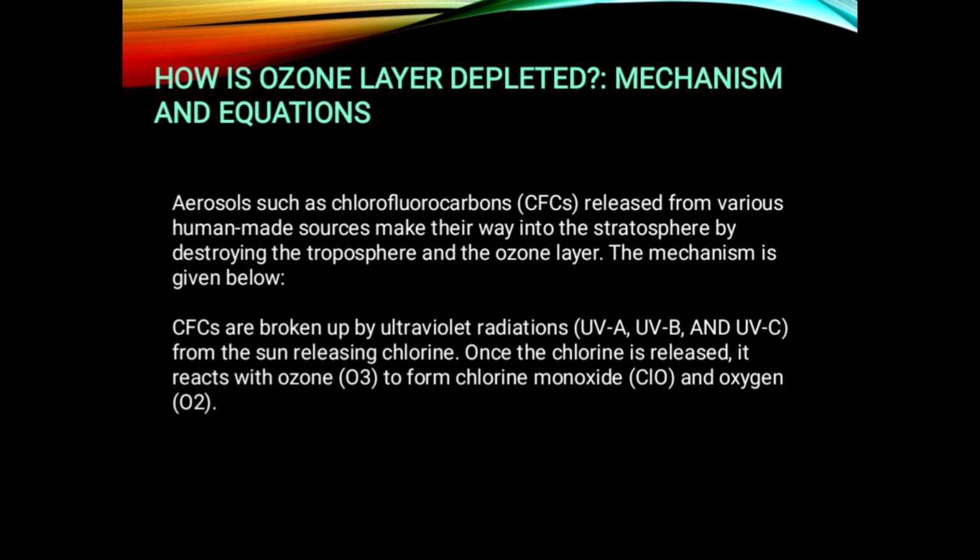CFCs are released into the atmosphere and find themselves in the stratosphere, where they interact with ultraviolet radiations such as UVA, UVB, and UVC. So when these CFCs interact with such ultraviolet radiation, something happens. There is a breakage and chlorine atoms are released. And when these chlorine atoms are released, there is another interaction with ozone, which leads to the formation of chlorine monoxide and oxygen.